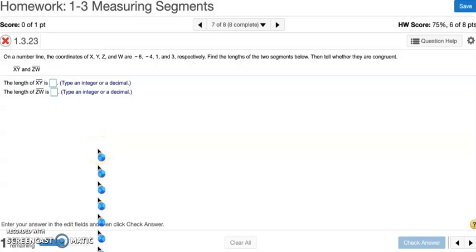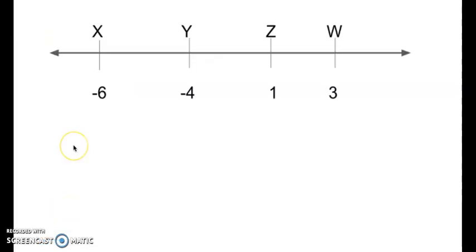Number 7. On the number line, the coordinates of X, Y, Z, and W are -6, -4, 1, and 3 respectively. Find the lengths of the two segments below, then tell if they're congruent. So let's draw this out on the number line. So here's our number line. So we need to find the lengths of XY and ZW.